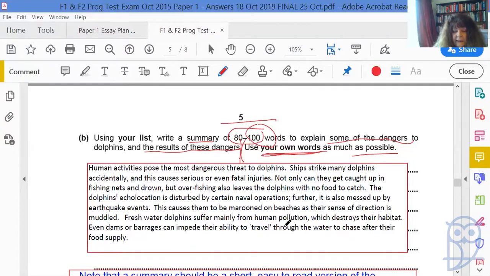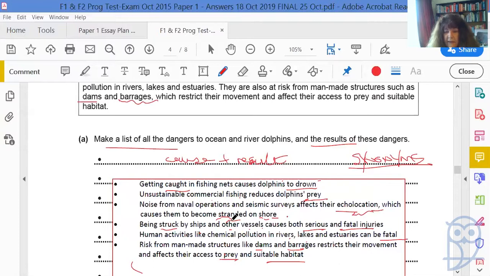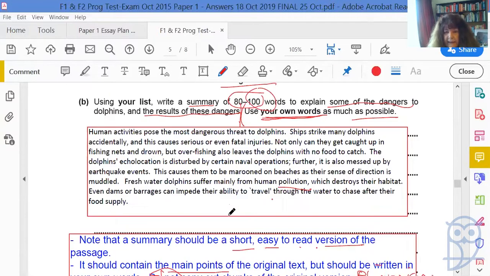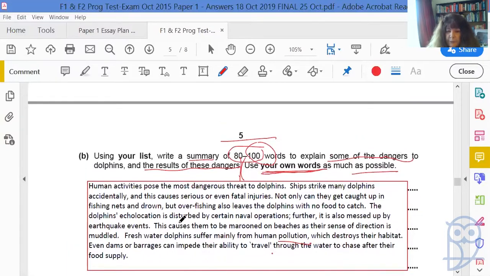Freshwater dolphins suffer mainly from human pollution, which destroys their habitat. Even dams or barrages can impede their ability to travel through the water to chase after their food supply. Okay, so that is really a summary of what you have written here. It's been written slightly differently, trying to use synonyms where possible, and putting things in a different order. I hope you can see how one relates to the other.